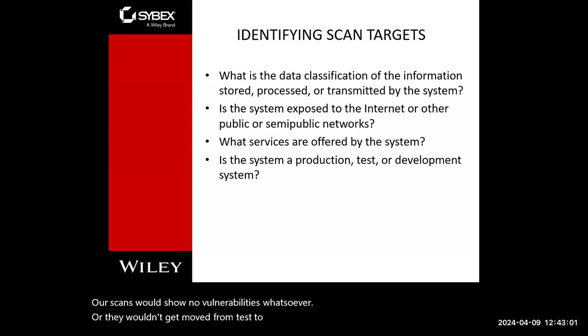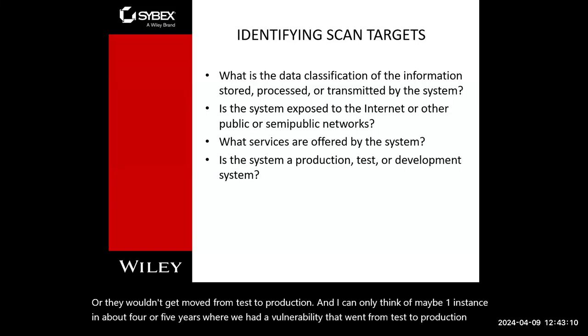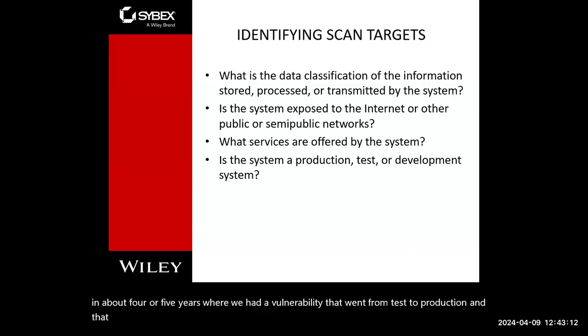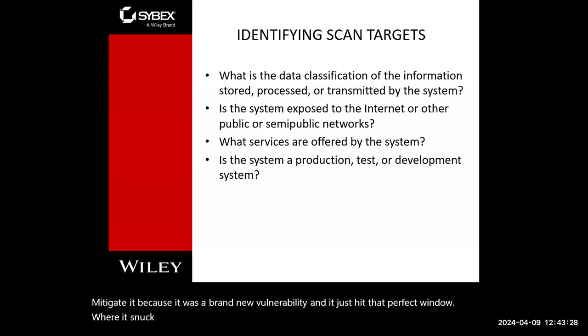And I can only think of maybe one instance in about 4 or 5 years where we had a vulnerability that went from test to production. And that was only because we caught it at the very last minute and we did not mitigate it because it was a brand new vulnerability. And it just hit that perfect window where it snuck by. But for the most part, we'd never have anything go completely from test to production, much less development to test to production.